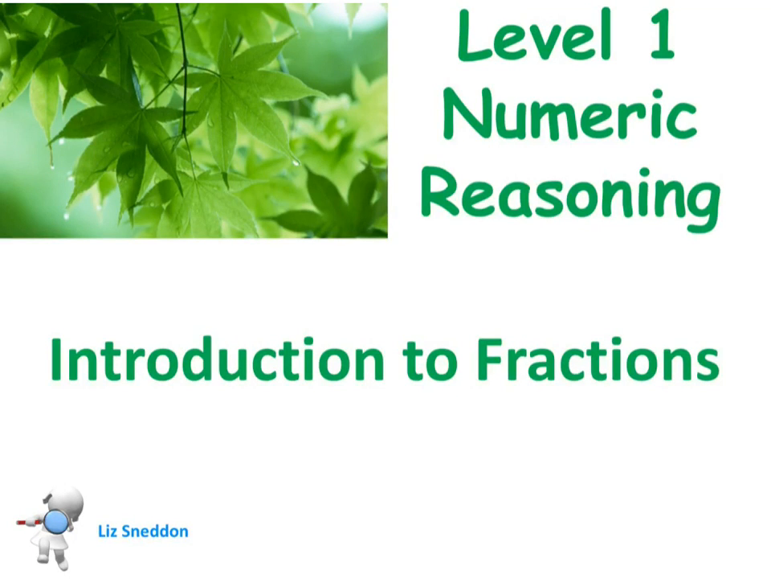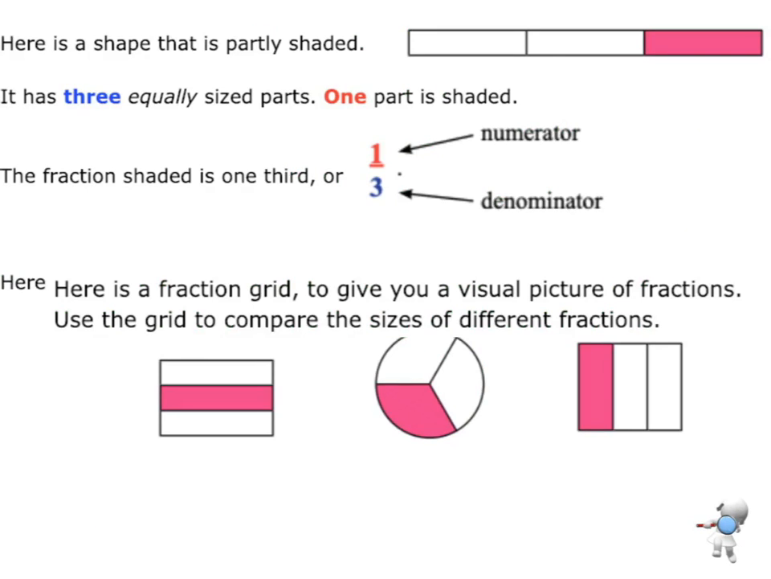Let's have a look at fractions. So what we've got at the top here is a rectangle we've broken into 3 equal sized parts, and one of those 3 parts you can see has been shaded in. Because it's been shaded in, the numerator tells me that I've got 1 part that's shaded, and the denominator tells me that there were 3 parts altogether. The key there is that they're all equally sized.